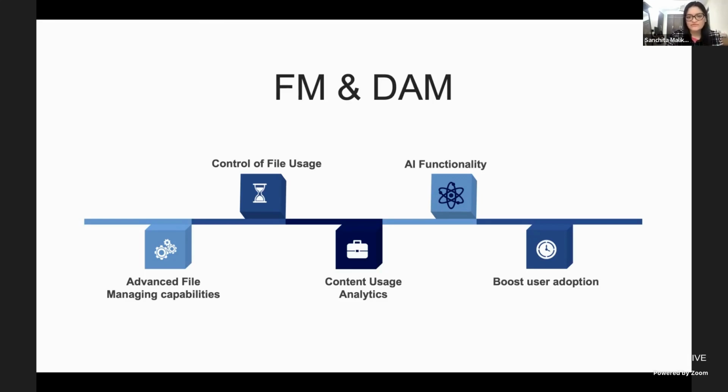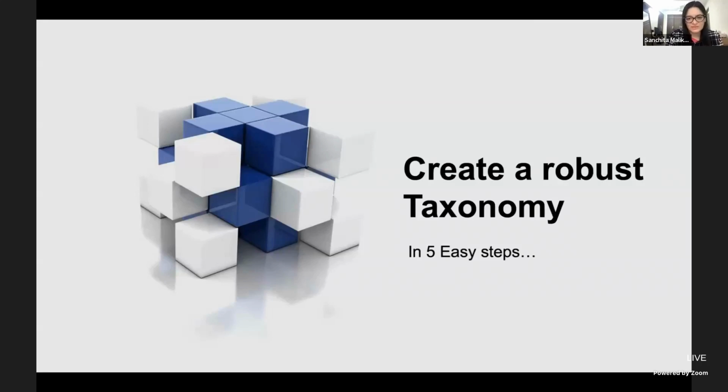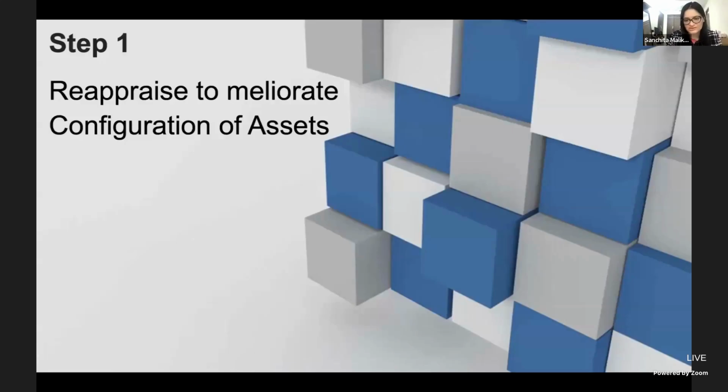So after these three basic terminologies, now we will discuss how to create a robust taxonomy. I have created a short guide that outlines the steps you need to create a great DAM from scratch, in just 5 easy steps. These simple steps can be used as a how-to guide for creating your own taxonomy.